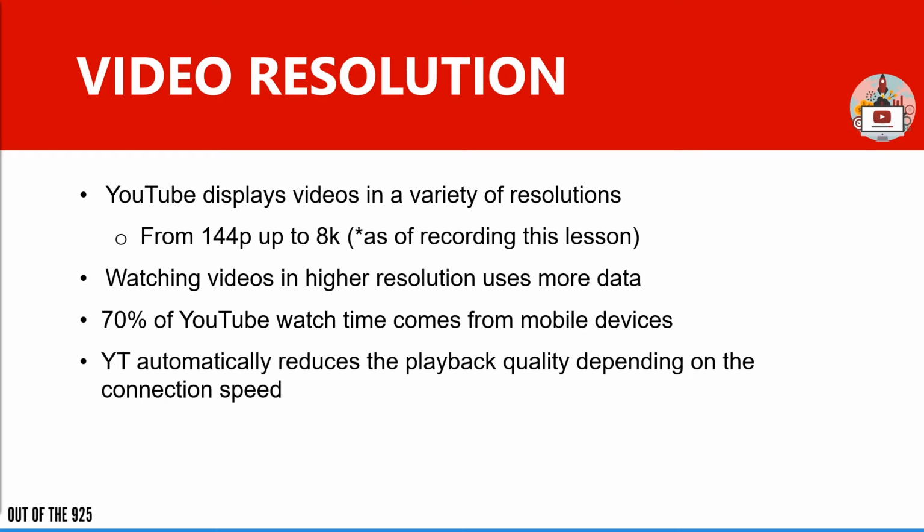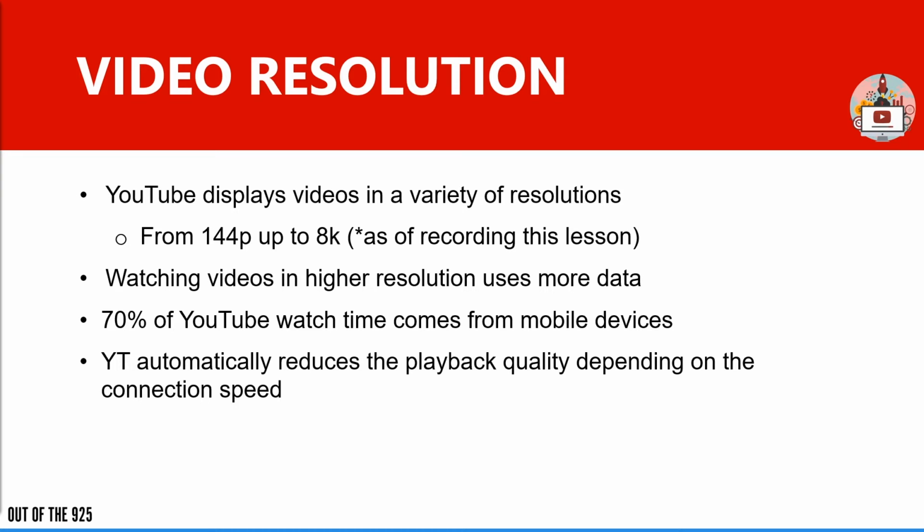YouTube also automatically reduces the playback quality depending on the connection speed. If you're a viewer and you've got a slow internet connection, YouTube will most likely play that video back in a low quality of 144p or 240p, even if that video is available in 4K, because YouTube knows it's going to buffer for quite a while for you to be able to watch that video in its entirety. So it provides it in a lower quality in order for you to watch it.